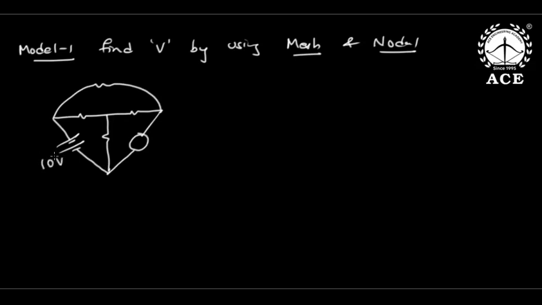So this is 10 volt. This is 2 amperes. This is 1 ohm, 1 ohm, 1 ohm, and this is 2 ohm. And this is the V being asked. Find V by using mesh and nodal analysis.